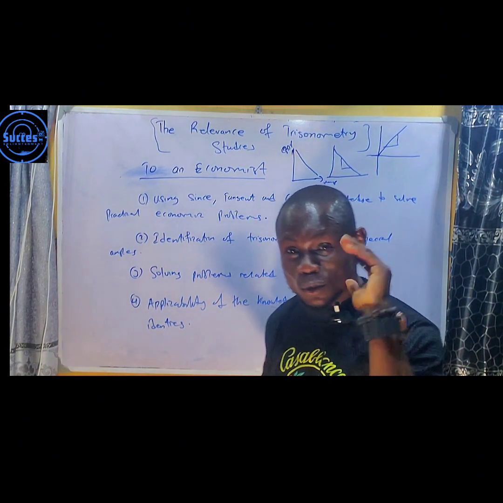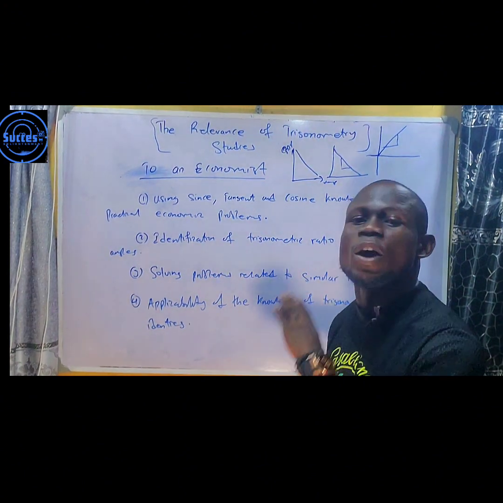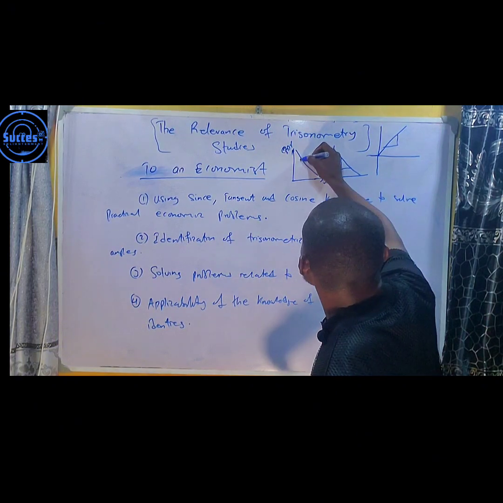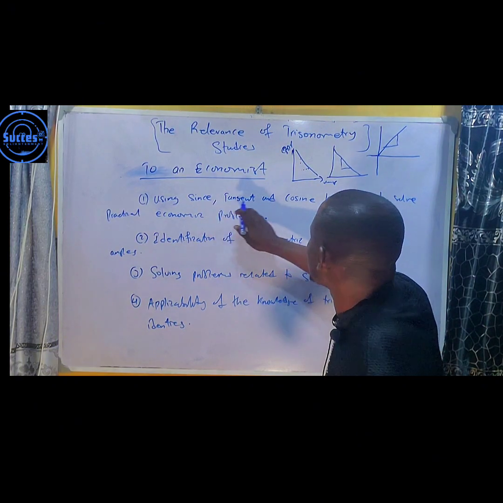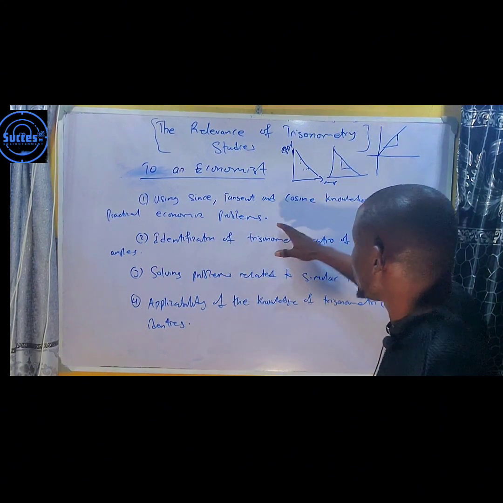So you are going to get a proper, clearer understanding of this. You are going to know how important this is. Now, how do you get this slope? You need knowledge of what? Sine, tangent, and cosine applications. That's what this is talking about.